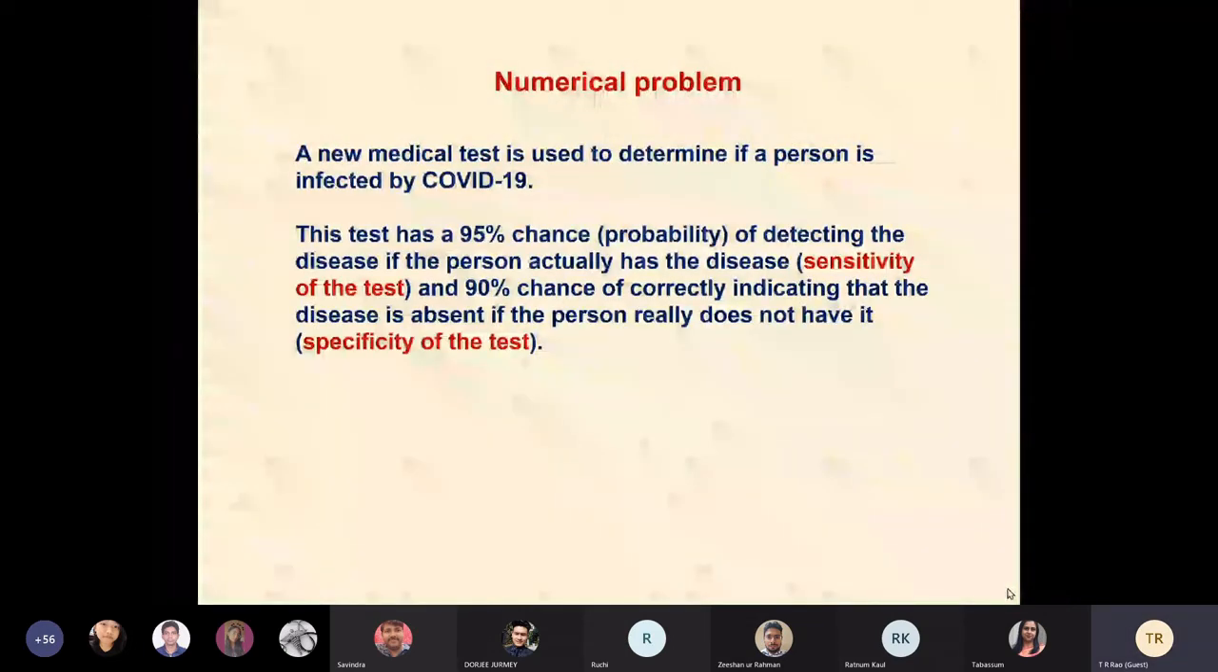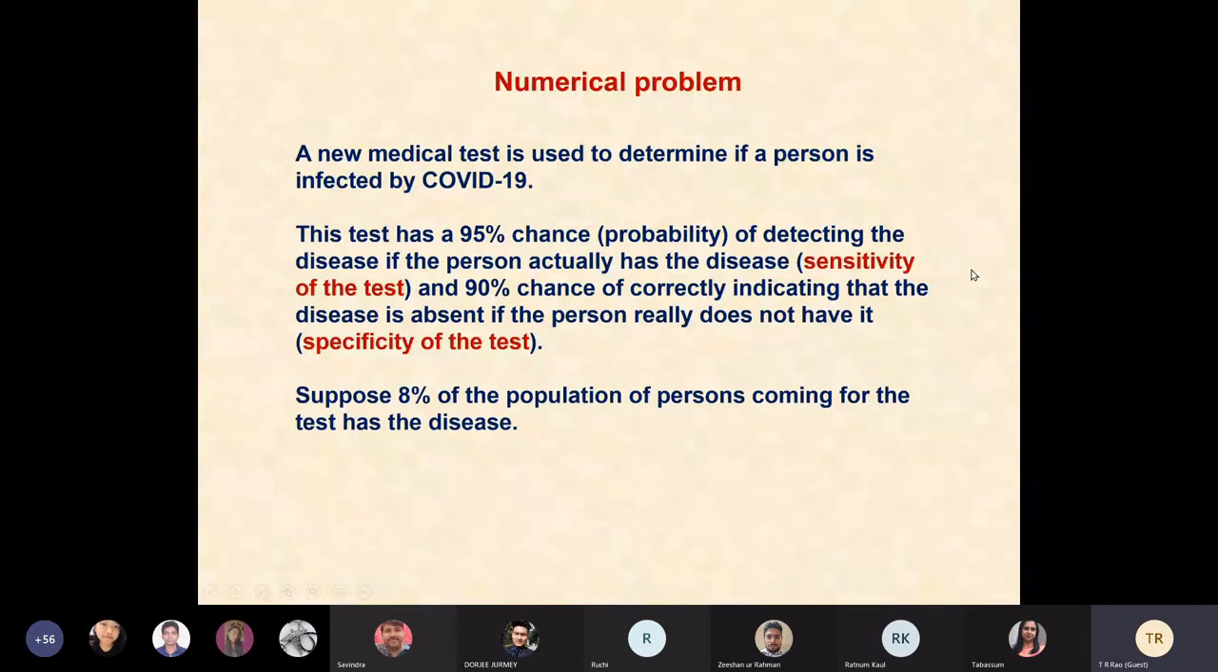You can quickly see this with COVID-19. Let us say we have a test that has a 95% chance of detecting the disease if the person has it. This is the sensitivity of the test. That means if there are 100 patients having COVID, it will miss detecting 5% of the cases. And a 90% chance of correctly indicating that the disease is absent in a person who really does not have it. That is the specificity of the test.